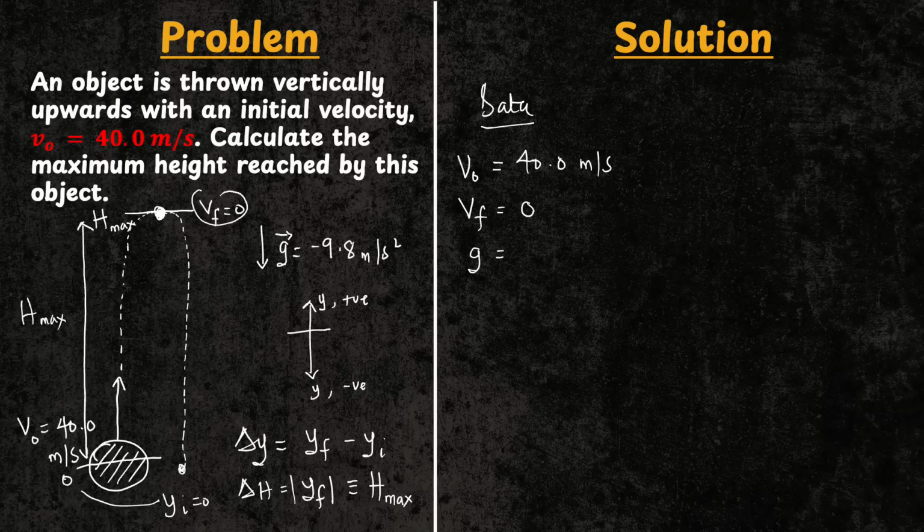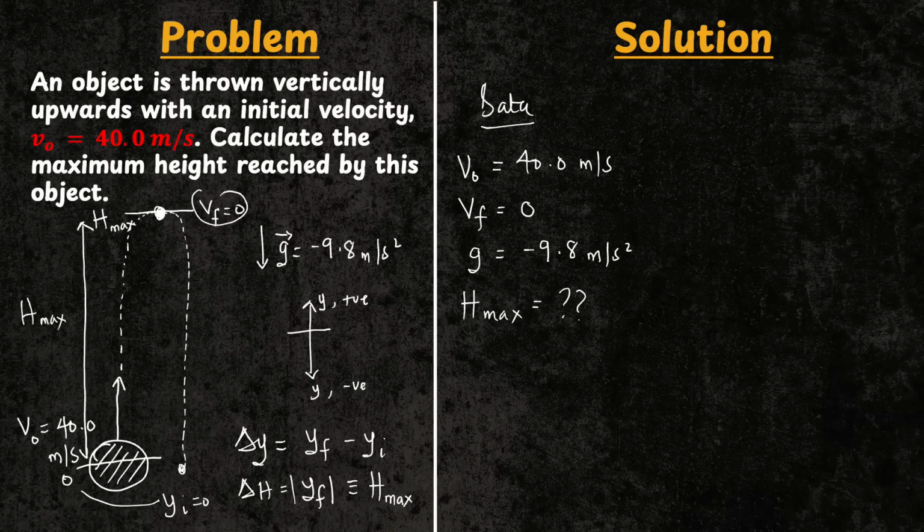g is a constant of minus 9.8 meters per second squared. And then we are interested in finding our h max, which we don't know. Actually, there are two approaches to solving this problem. And I would go by the first approach, which is the very straightforward approach.